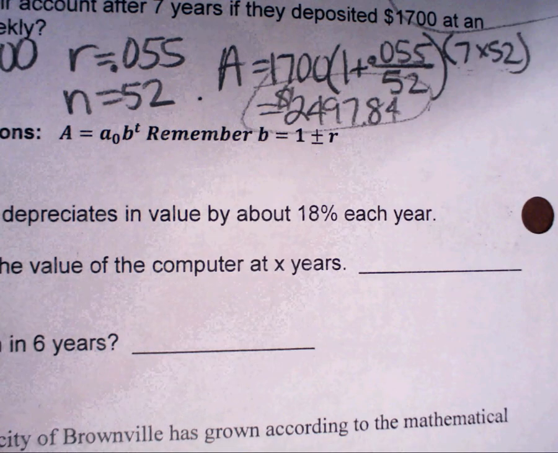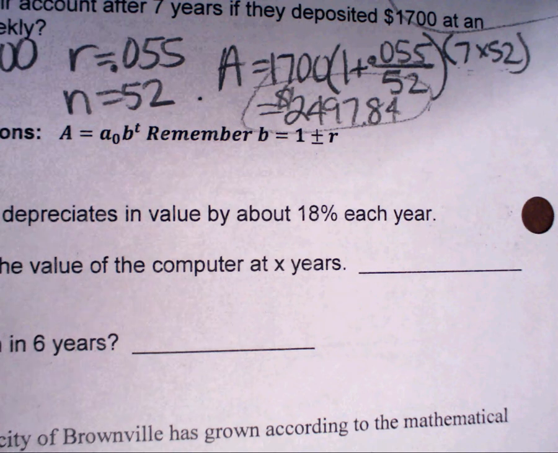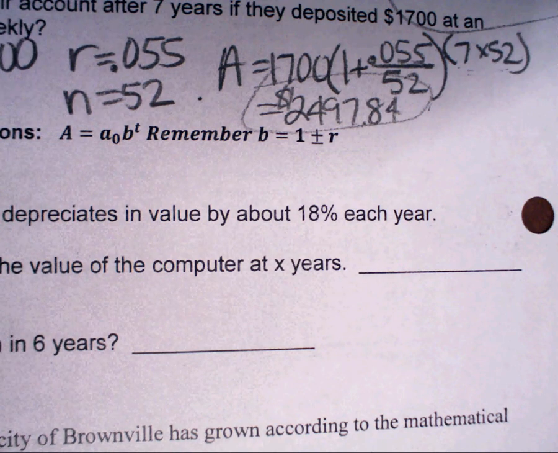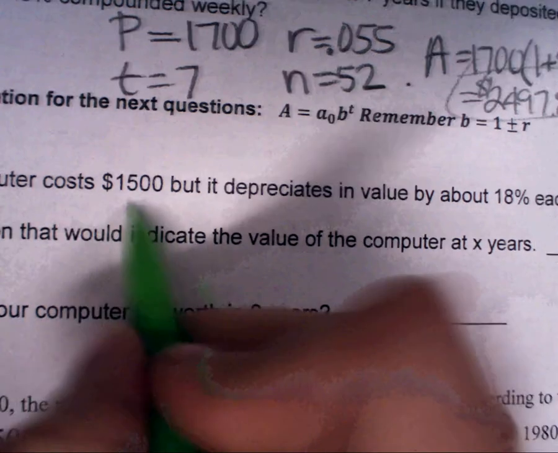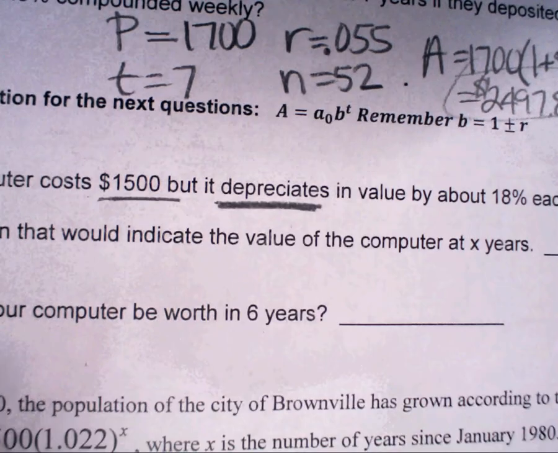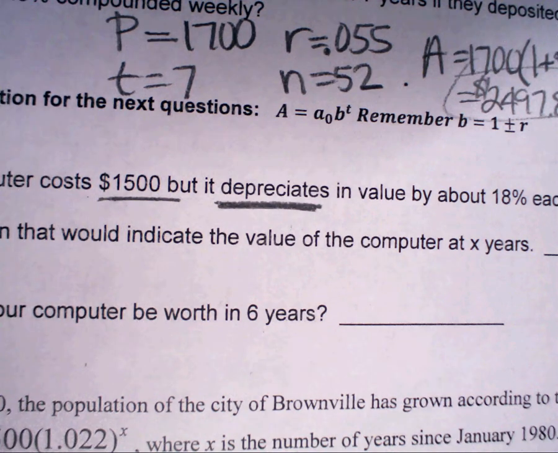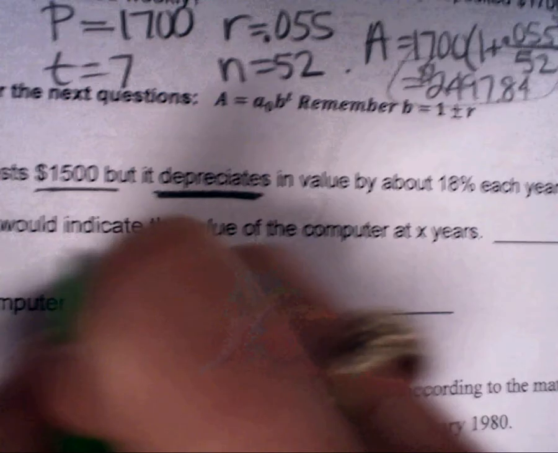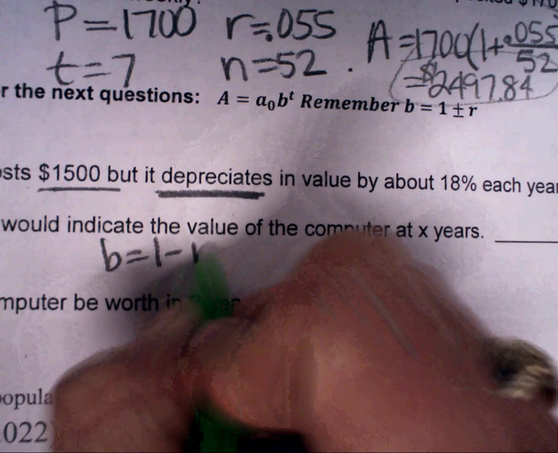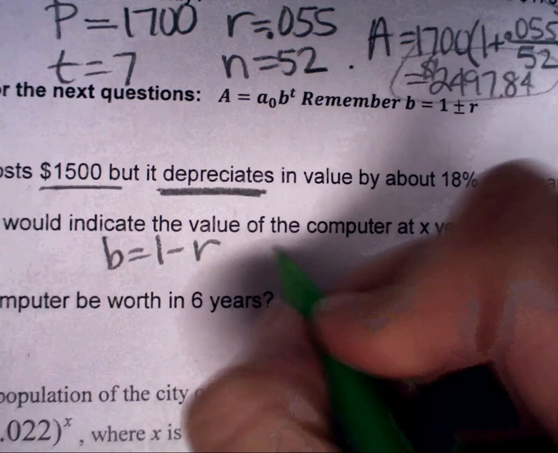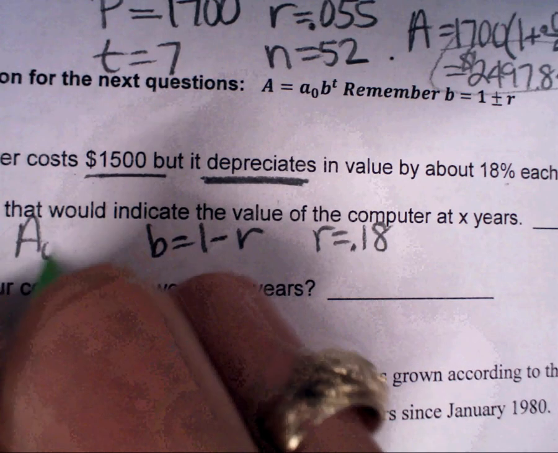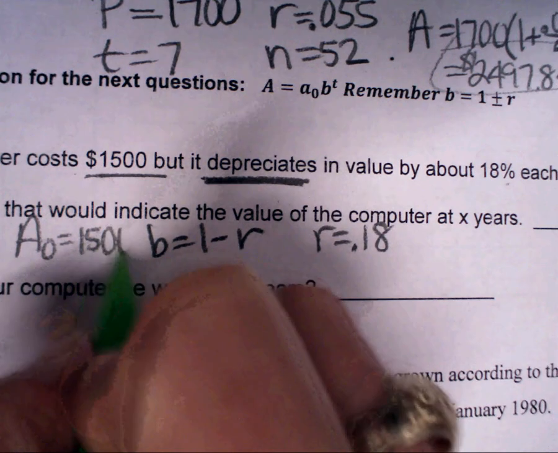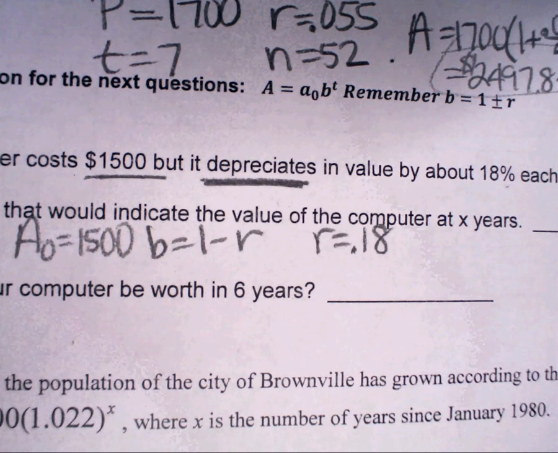Okay, so there's our money, our banking problems. A lot of these deal with money. It doesn't mean it's banking. So we see this next one is dealing with money, but it's talking about the value of a computer. So the value of this computer depreciates. That means it decreases. So when I do my formula, it's going to be B equals 1 minus R because it depreciates. And my R is 0.18 because it's 18%. And my A0 is 1500 because that's what I bought it as.